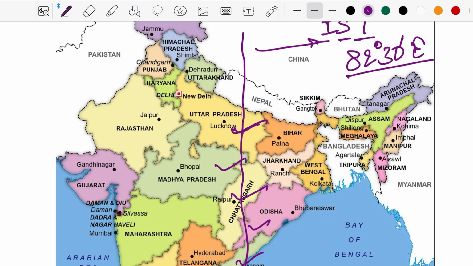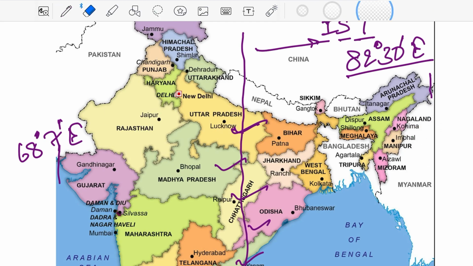Just I will tell you why we have chosen the Indian Standard Time. It is a basic thing that comes to the mind of everyone who is learning the Indian map. Because you know that in the western part of India it is 68 degrees 7 minute east, and in the eastern part it is 97 degree 25 minute east.